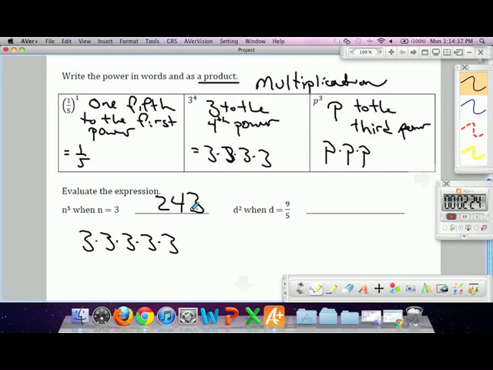D squared, and D is a fraction. Uh-oh. We're going to use fractions all year. And if you're not familiar or comfortable with fractions, we're going to ease you in. First one is up front. D squared when D is 9/5.